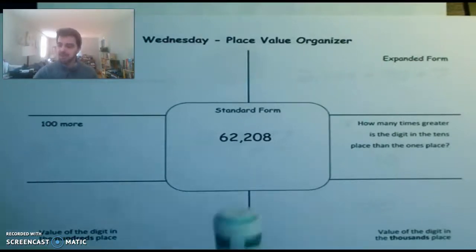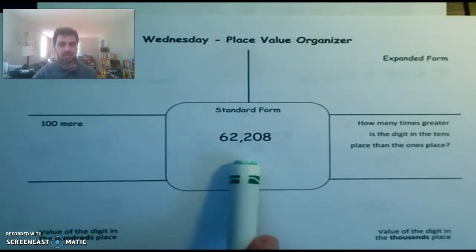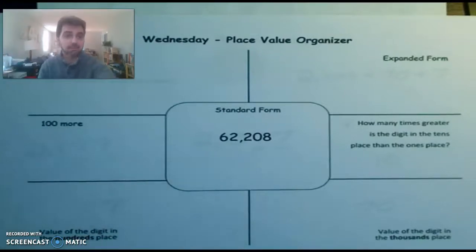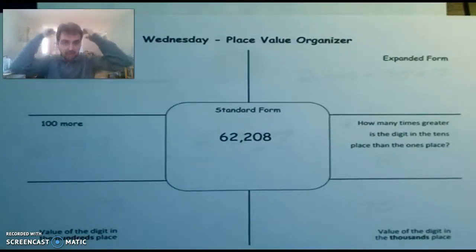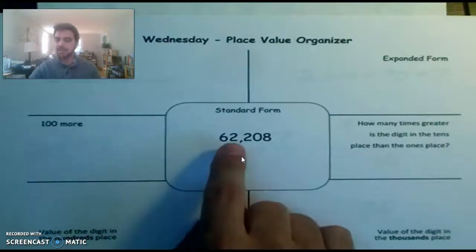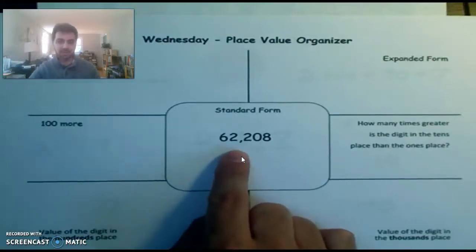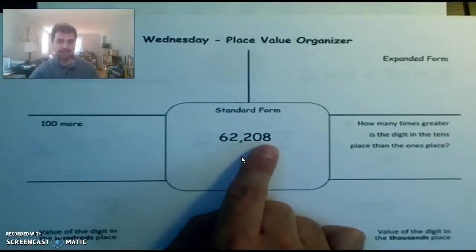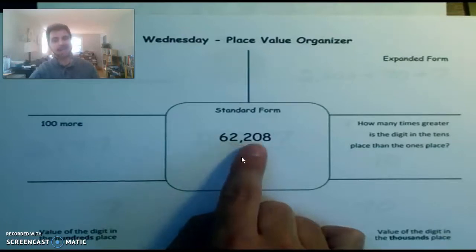Today's number is, how would you read that number? Read it to yourself or out loud. You can talk to yourself like I talk to myself sometimes. So how would you say that number? I would read it as 62,208. Okay, you don't have to say 208.